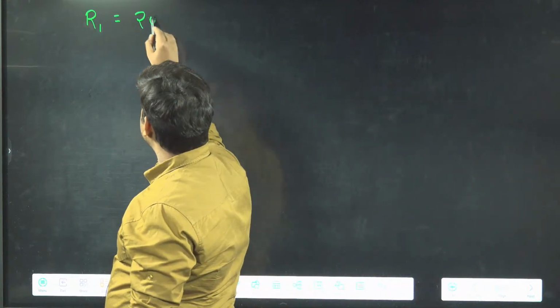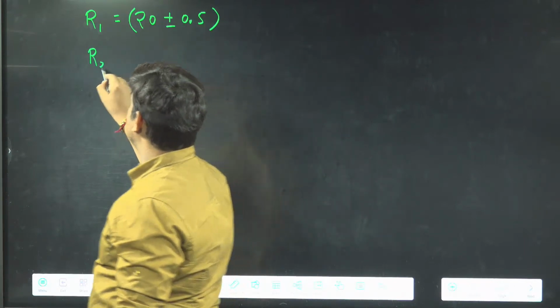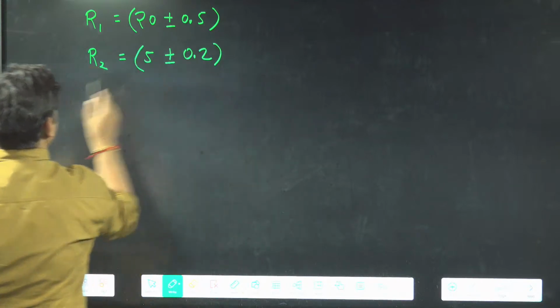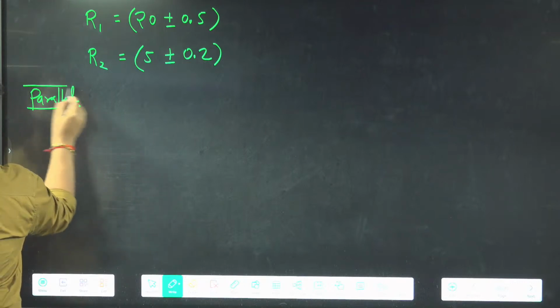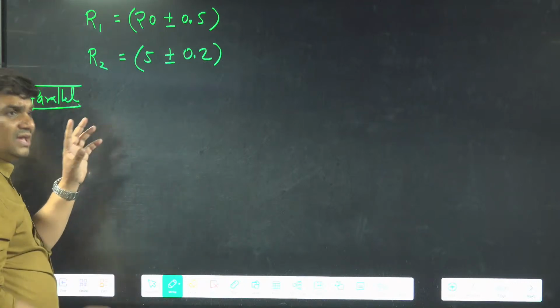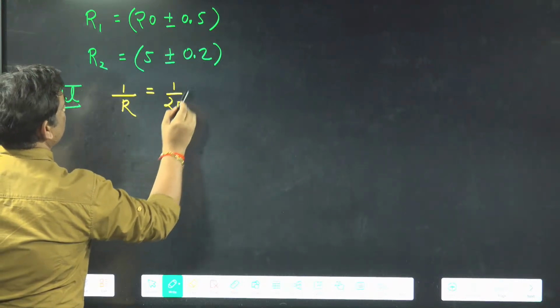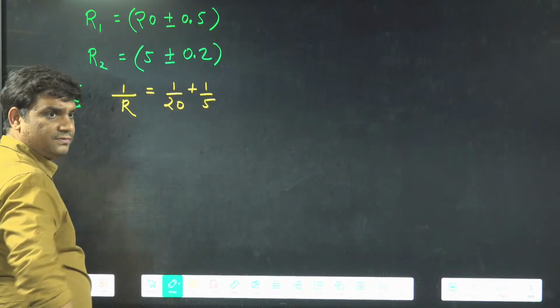Suppose R1 is 20 plus minus 0.5 and R2 is 5 plus minus 0.2. These are the values, and they have given a parallel combination. If a parallel combination is given, first of all we need to find the equivalent resistance. We can say 1 by R will be equal to 1 by 20 plus 1 by 5.